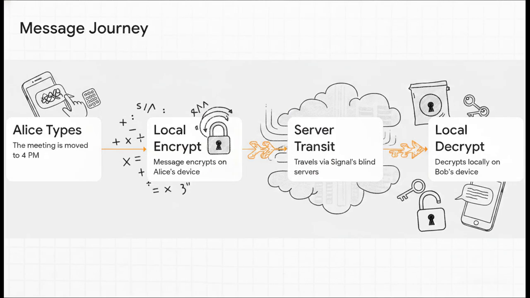Okay, let's trace this journey step by step. Step 1, Alice types her message. Let's say, the meeting is moved to 4 p.m. Step 2, the message gets scrambled mathematically on her phone using that shared secret we just talked about. Step 3, it bounces through Signal servers and the internet as a completely sealed package. And finally, Step 4, it only unlocks and transforms back into readable text once it hits Bob's screen, using the keys stored locally on his device.